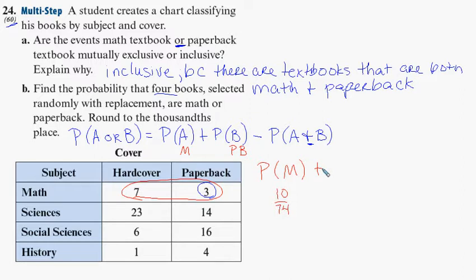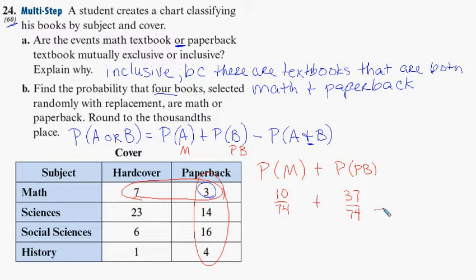So the next thing we need to look at is the probability of paperback, okay? So the probability of paperback, if you add all of these numbers together, you should get 37, because there's 37 paperbacks. Still a total of 74, so that's our total, right? Total number of textbooks. Here's our favorable situation, which is 37. So 10/74ths plus 37/74ths.